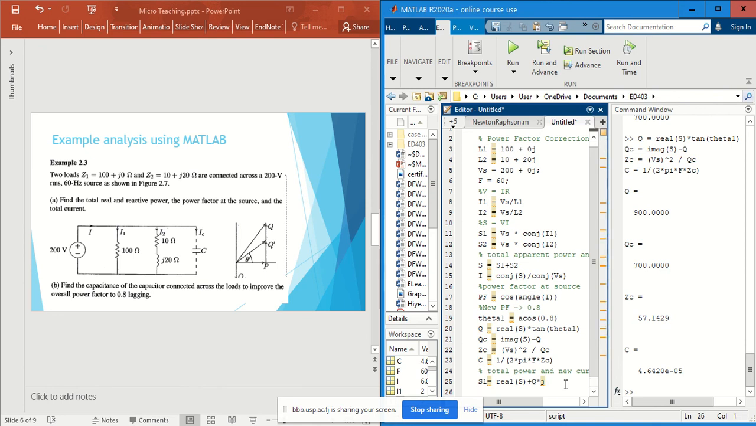Right, S1, and then I1, the new current, I1 is equal to the conjugate of S1 divided by the conjugate of Vs.